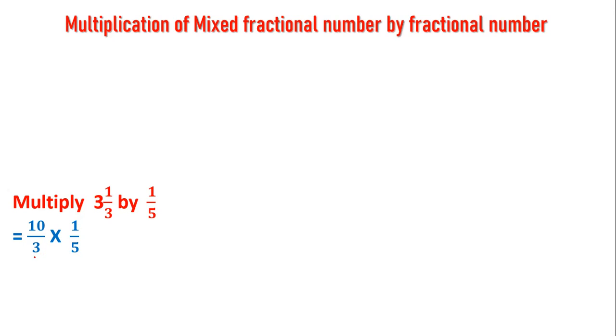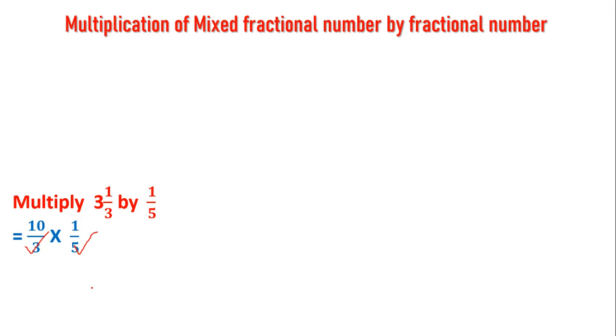Next step is we need to check whether the given fractions are in the simplest form or not. The first fraction, that is 10 by 3, is not divisible by any common factor of 10 and 3. Because of that we will say that this 10 by 3 is in the simplest form. Same way the second fraction, that is 1 by 5, the numerator 1 and 5 also don't have a common factor other than 1. Because of that this fraction 1 by 5 is also in the simplest form.